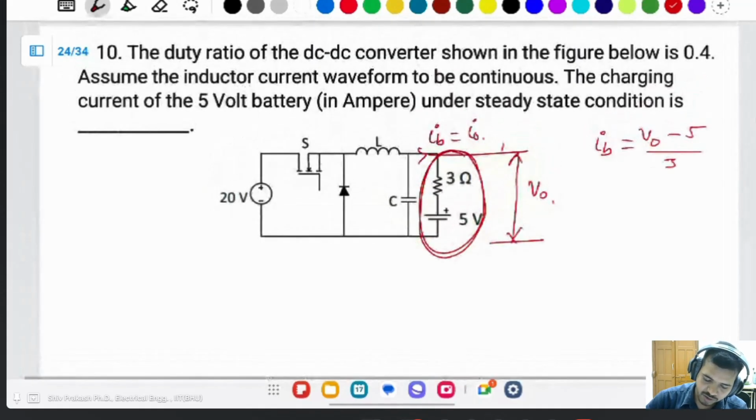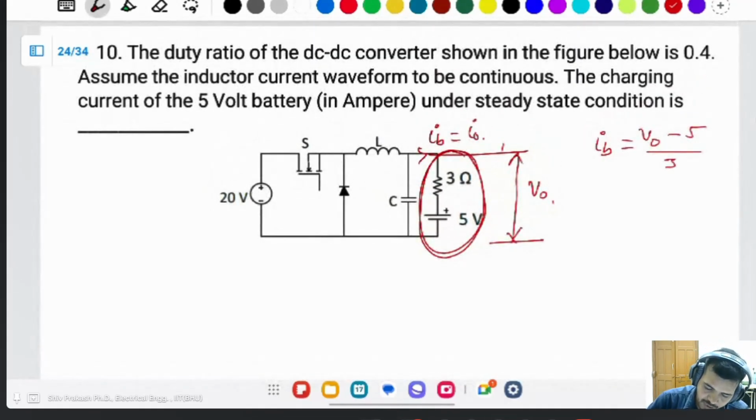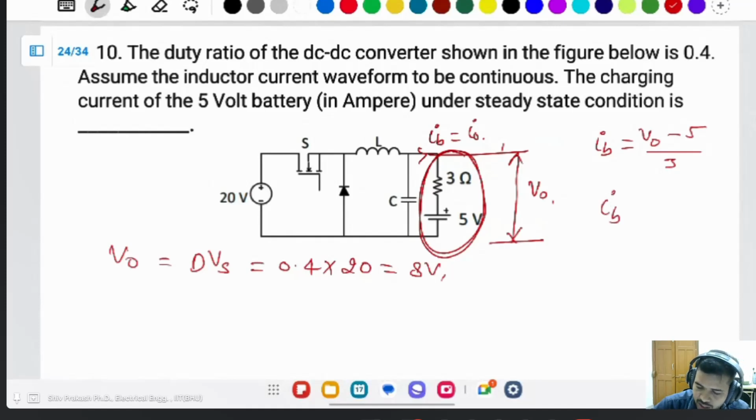First, this is a buck converter. Yes, the switch is on. Simple buck converter, then the output voltage you know is D times Vs. Duty cycle 0.4 is given and 12 volt, then the output voltage is 8 volt. Oh, this is simple. You can calculate IB as 8 minus 5 divided by 3. So there will be 1 ampere of current flowing through the battery.